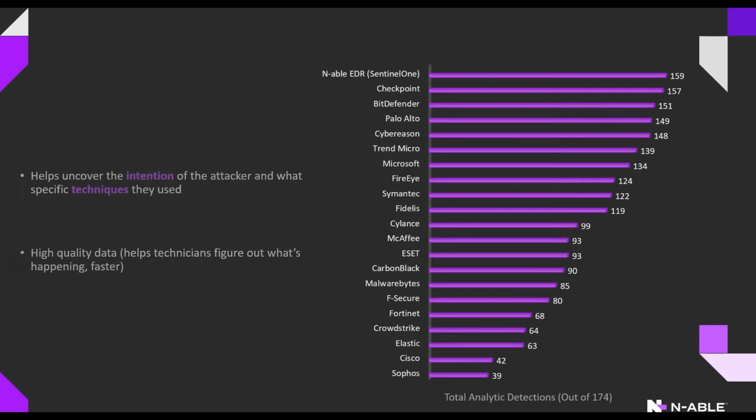Now, analytic detections. This is based on not just the fact that EDR can detect and catch something, but that there's telemetry and information available to the product, to EDR, to a technician to discover additional things about what's happening in the environment. And again, this is where EDR is on top of the stack. For 174 of the steps, it was able to collect that information about 159 of the steps.